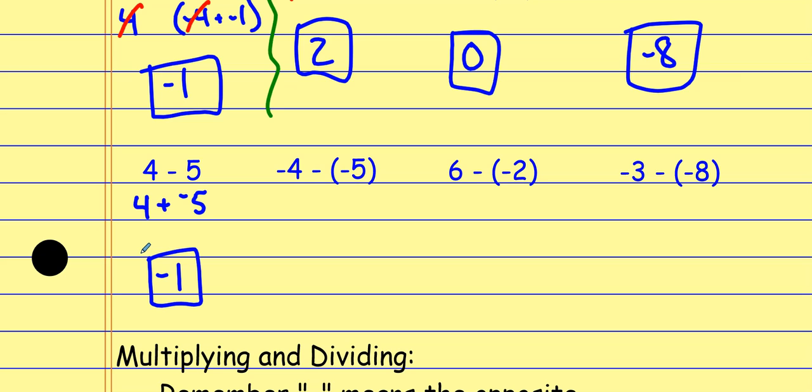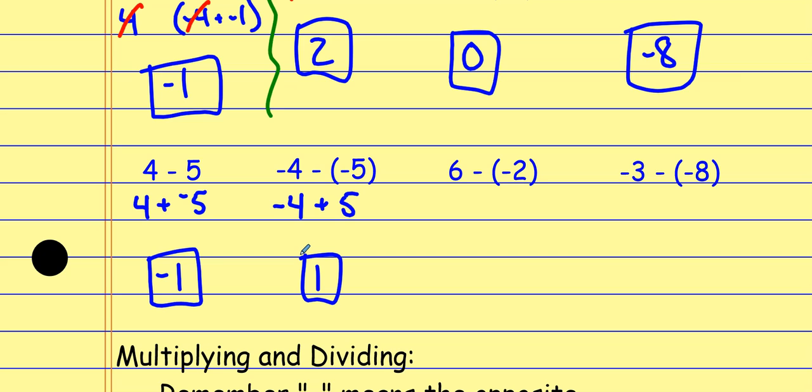If I look at this one, again, change it to addition first. Instead of subtracting a negative 5, I can change that to adding a positive 5. I change it to the opposite, okay? And now, once again, if I have 4 negatives and 5 positives, take 4 of the positives to cancel out the negatives, and I'm left with 1 positive, okay?